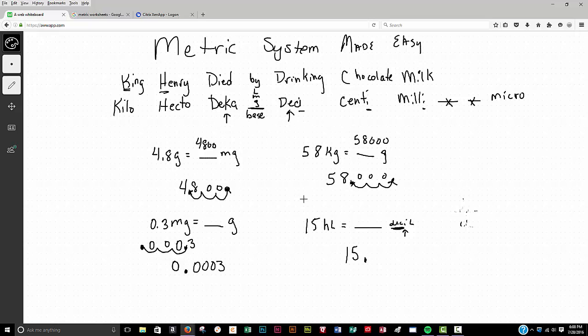Okay. So I'm going to go from hectoliter, which is right here, and I'm going to go to deciliter, which is right here. 3 spaces. 1, 2, 3. And we have 15,000. That's simple. That's a mark that shouldn't be there, but that's 15,000.